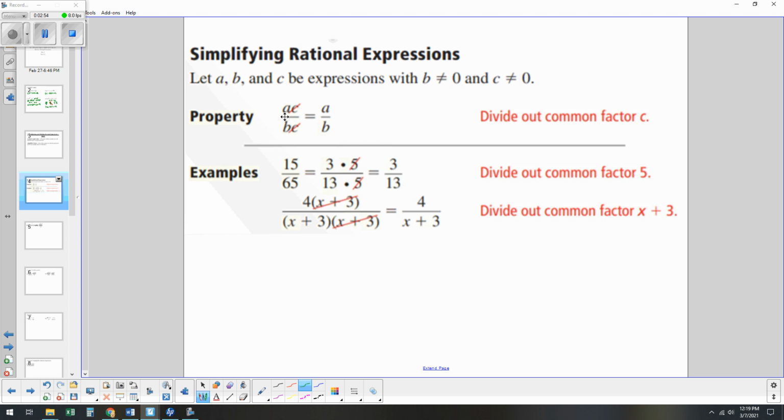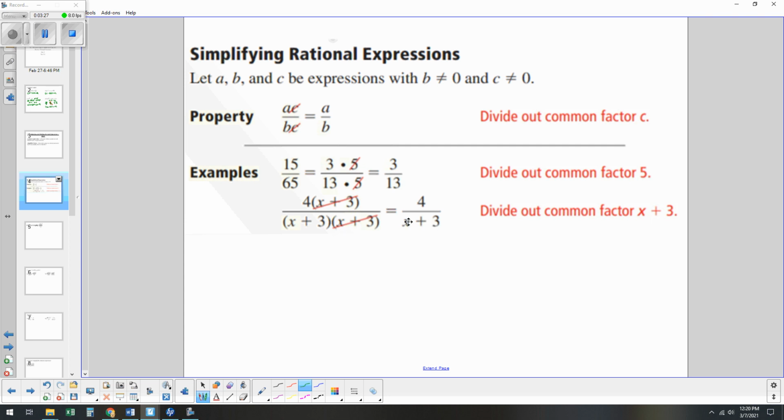So as long as I have multiplication, 2 terms being multiplied, either single letters or an actual expression, as long as they match, I can cancel them out. So if I had 15 over 65, 15 can be rewritten as 3 times 5, and 65 can be rewritten as 13 times 5. So the 5s would cancel, and I'm left with 3 over 13. Whereas here, if I had 4 times x plus 3, all over x plus 3 times x plus 3, a set of x plus 3 is canceled, and I'm left with 4 over x plus 3.